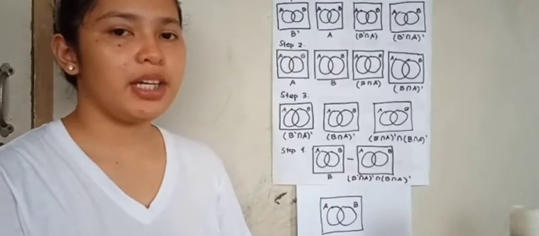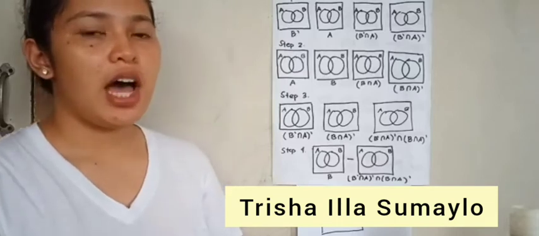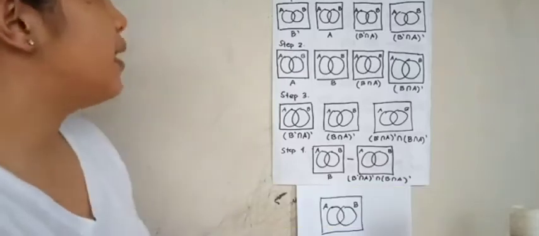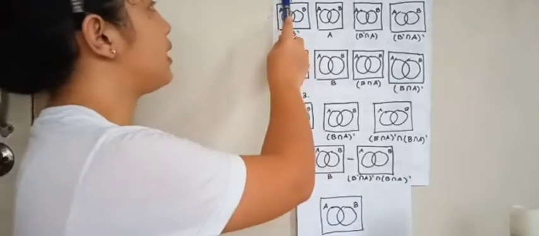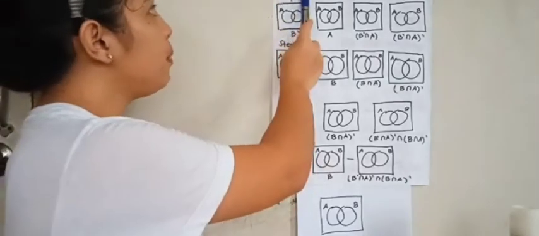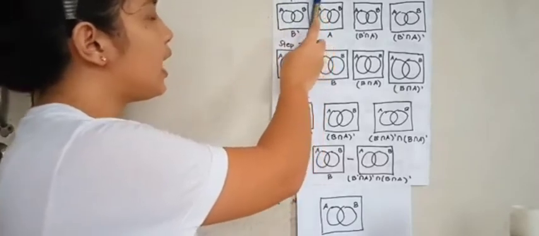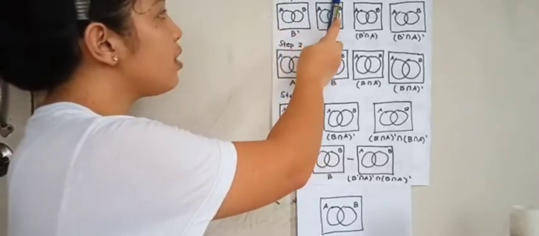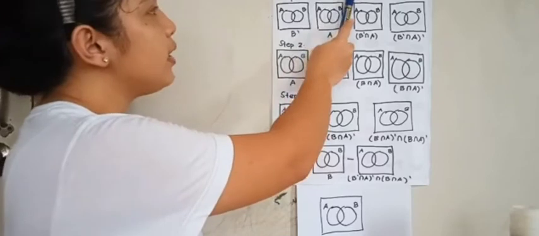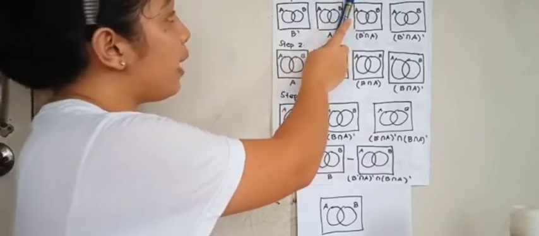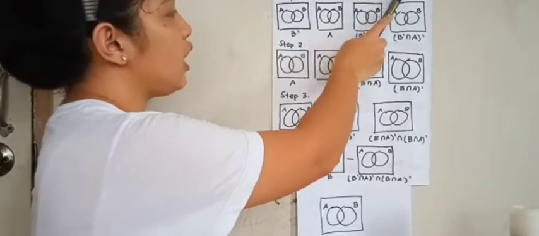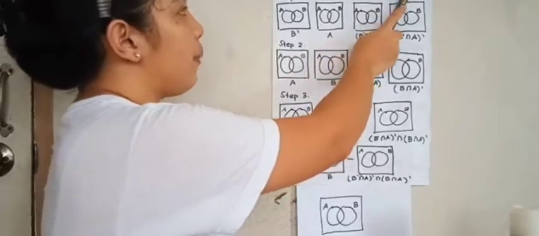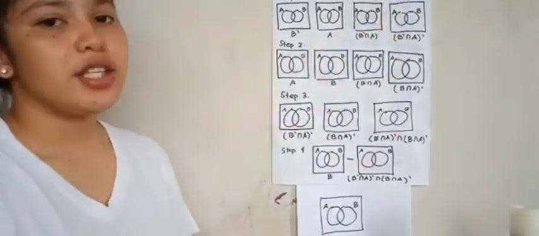Good day everyone, my name is Joshella Sumailo. I will discuss my assigned problem set using Venn diagram. The problem is set B minus open bracket, open parenthesis, B complement intersect with A, close parenthesis, complement, then intersect with B, intersect with A, close parenthesis, complement, close bracket.